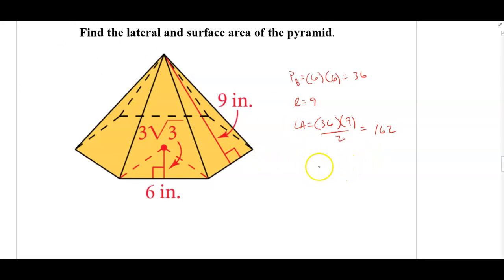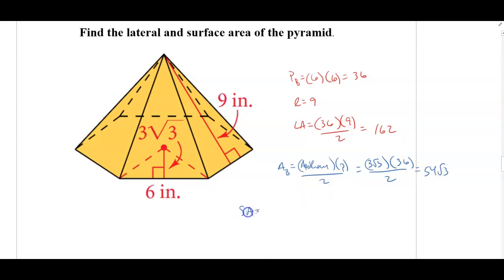Now, the area of the base, you have to realize that that is a hexagon. So you know it's the apothem times the perimeter, all divided by 2. Well, the apothem is 3 root 3 times the perimeter is 36. When you multiply that and divide it by 2, you're just going to do 36 times 3 divided by 2. That's going to give you 54 root 3.